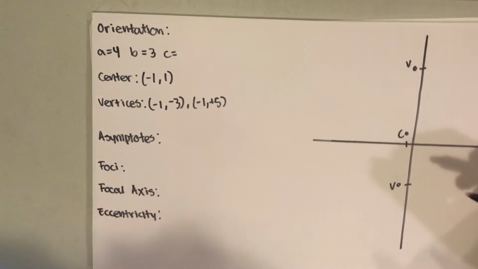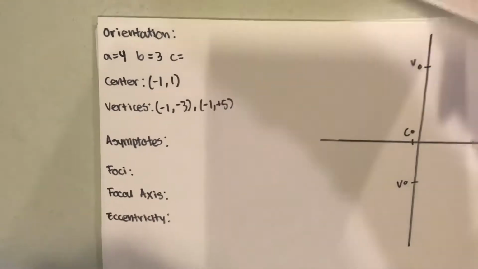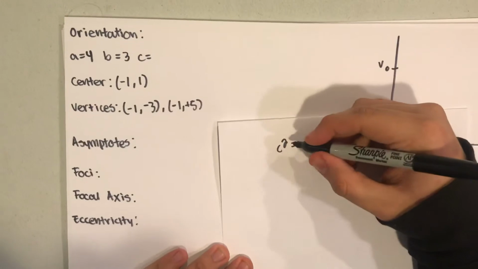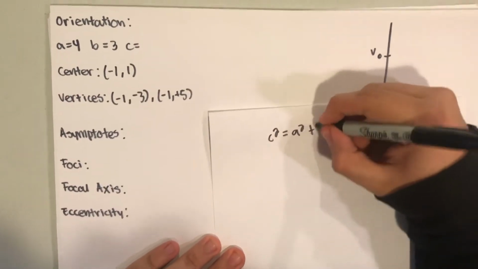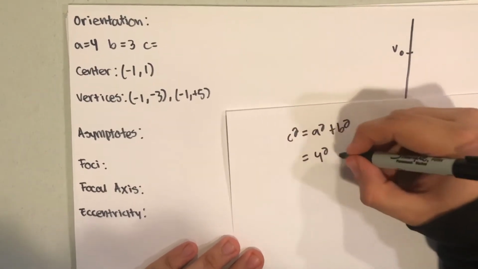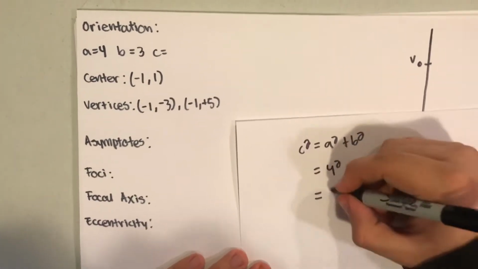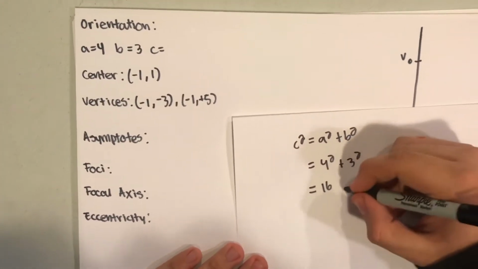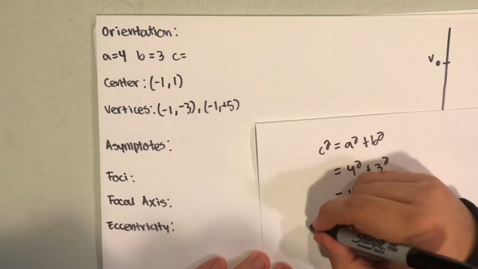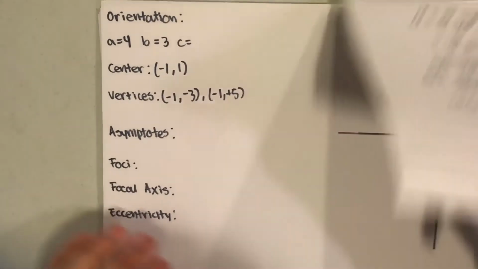You could also start to look for the foci. To find the foci, you need to find the value of c. In order to find the value of c, you have to use the Pythagorean relation: c squared equals a squared plus b squared. We know that a equals 4, and we know that b equals 3. 4 squared equals 16, 3 squared equals 9. Both add up to 25. Taking the square root of both sides, we know that c equals 5.